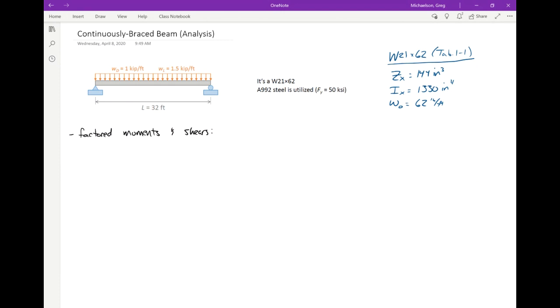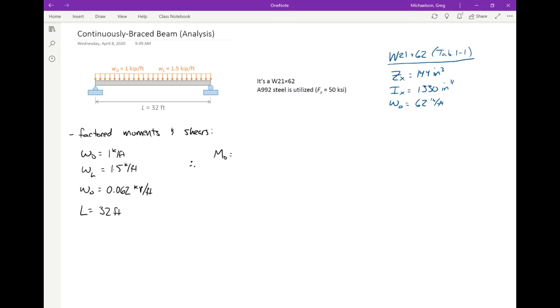So our moments and shears. Now, we have a dead load of 1 kip per foot. We have a live load of 1.5 kips per foot. And we have a self weight of 62 pounds per foot, or 0.062 kip per foot. And this beam has a length of 32 feet. Because it's a simply supported beam with a uniformly distributed load, we can handle these pretty straightforwardly.